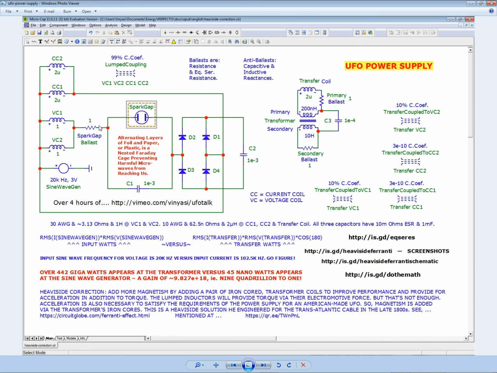I don't want to mess with it. But I managed to reduce these voltage coils down to 1 Henry, and their wire gauge I reduced to 30. Meanwhile, these current coils up here, along with this transfer coil, are all 10 gauge wire. So that's pretty good, 10 gauge and 30 gauge. Anybody can build something with gauge wire like that.